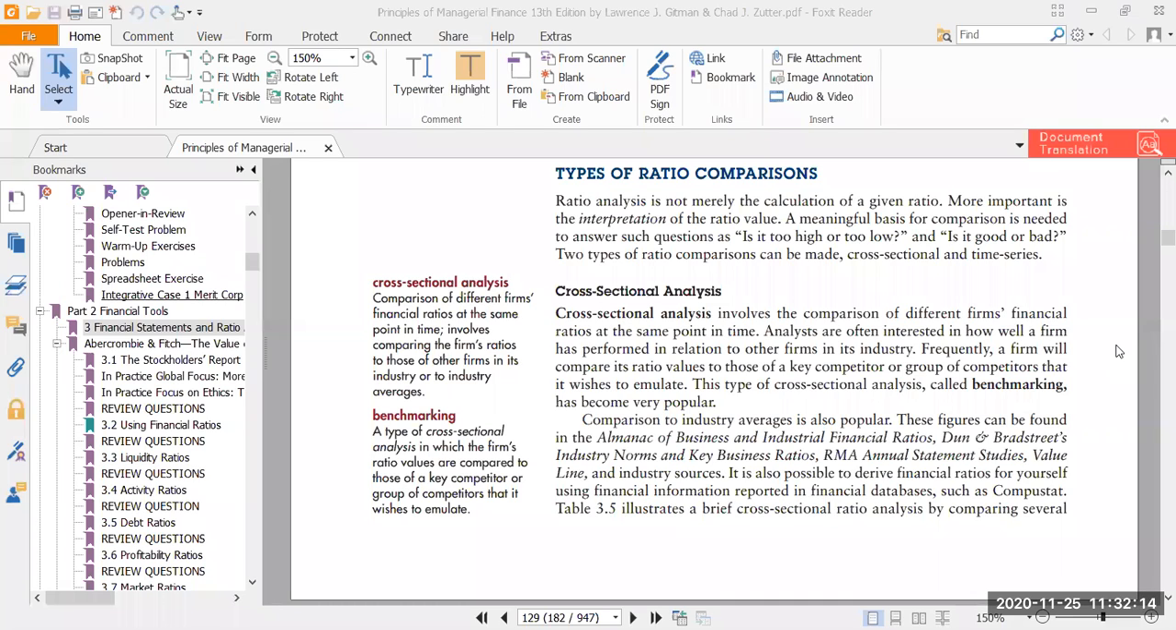So this technique is called cross-sectional analysis and also called benchmarking. Benchmarking is basically comparing your ratios with the best practices available in your particular industry.